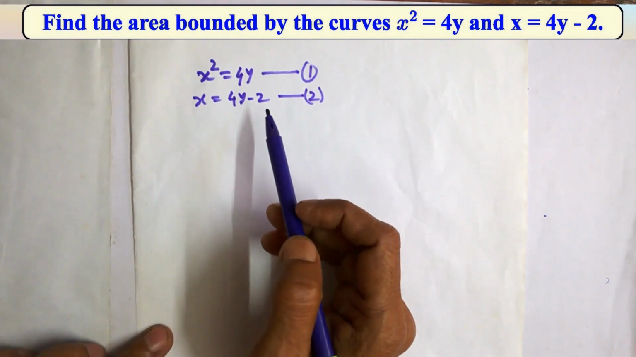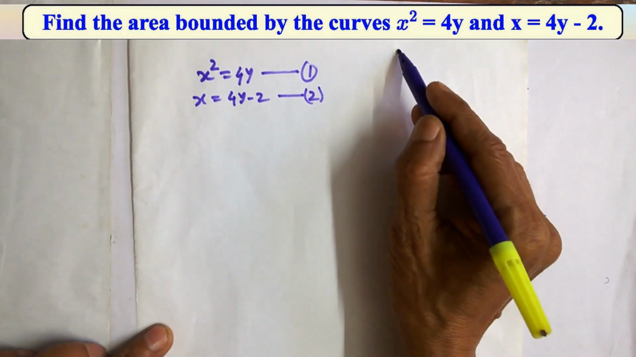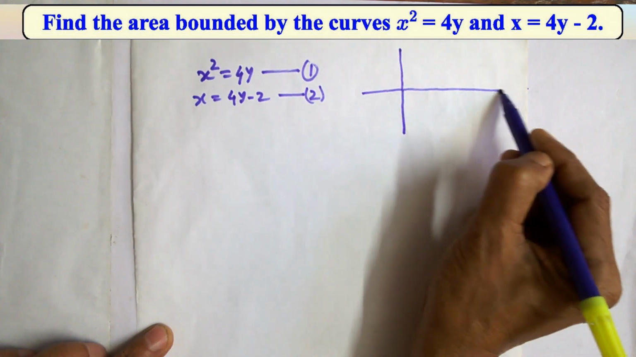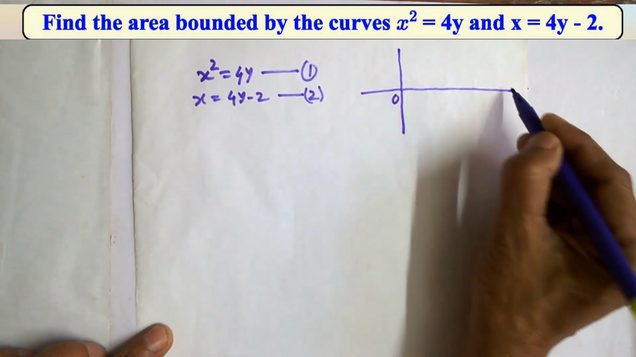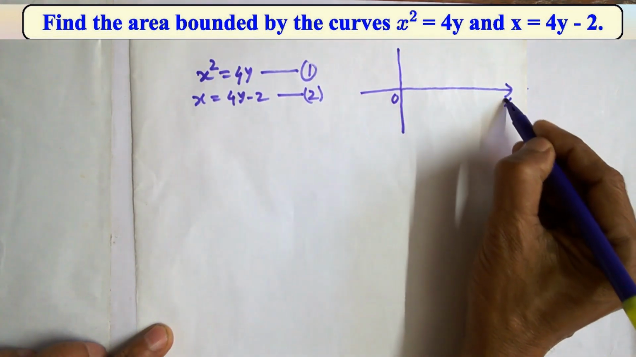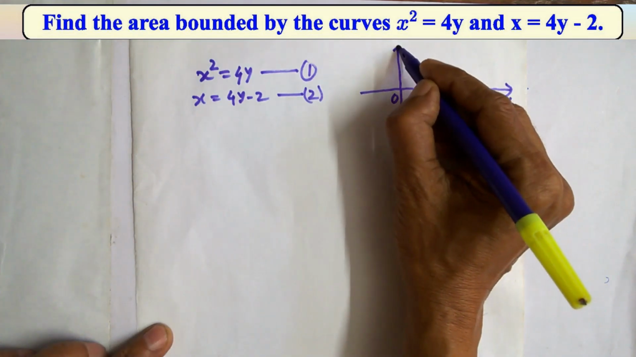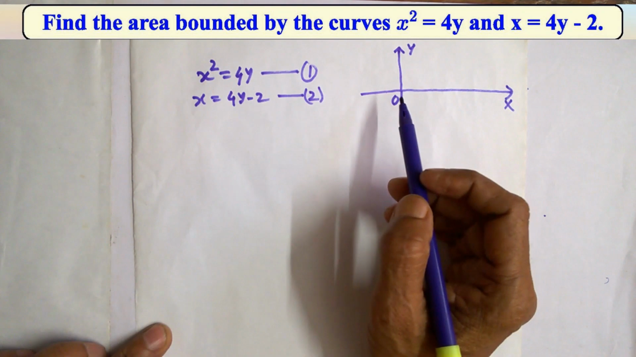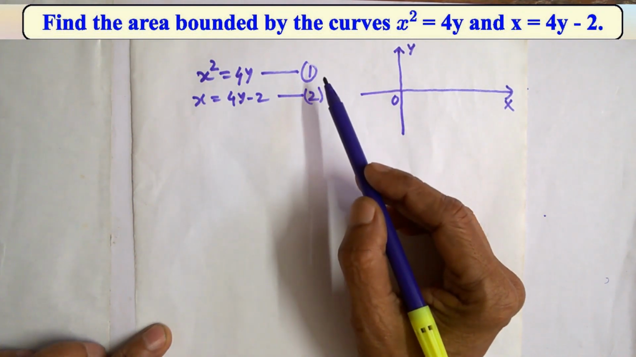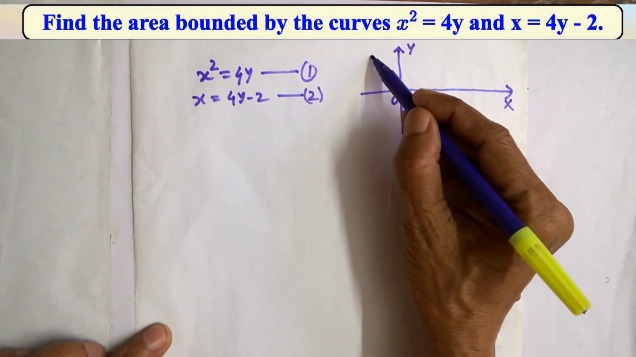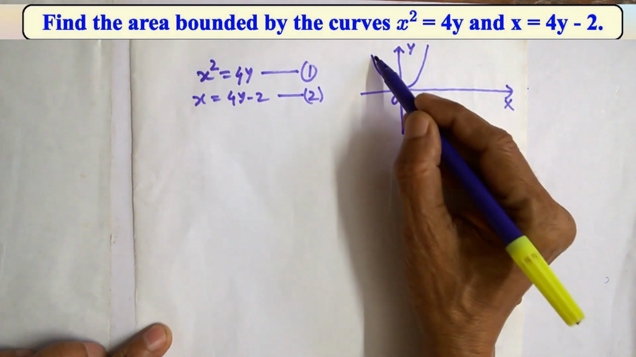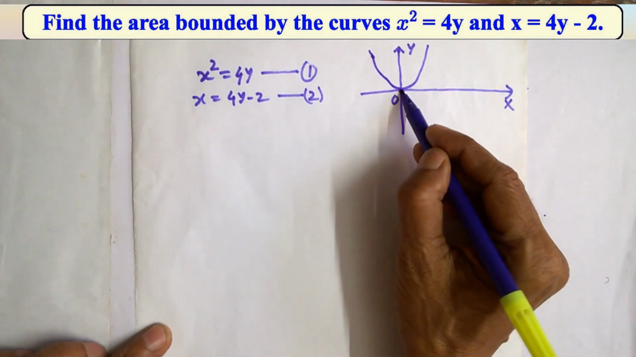Draw a rough sketch. This is O, x-axis, y-axis. Obviously the graph of curve 1 is like this, where O is the vertex.